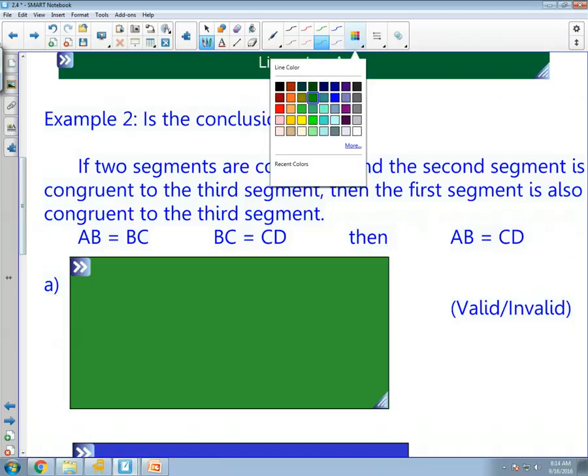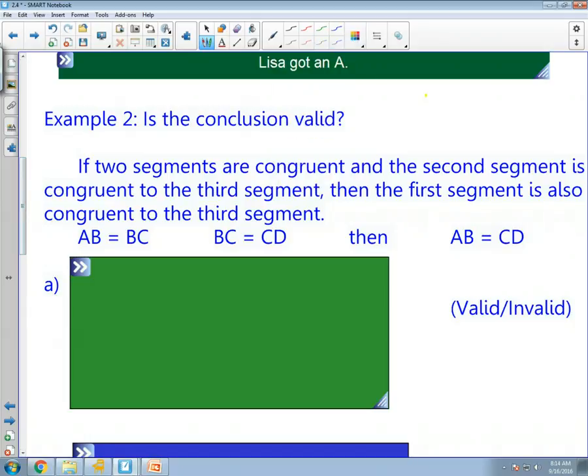Okay, so the first thing we have to do for a law of detachment is we have to see if we have a true conditional. Okay, so this part that you just wrote, is that a conditional? Does it have an if-then part to it? Yes, it does. It's a conditional. Now we have to figure out if it's true. So we're going to look at this if part first.